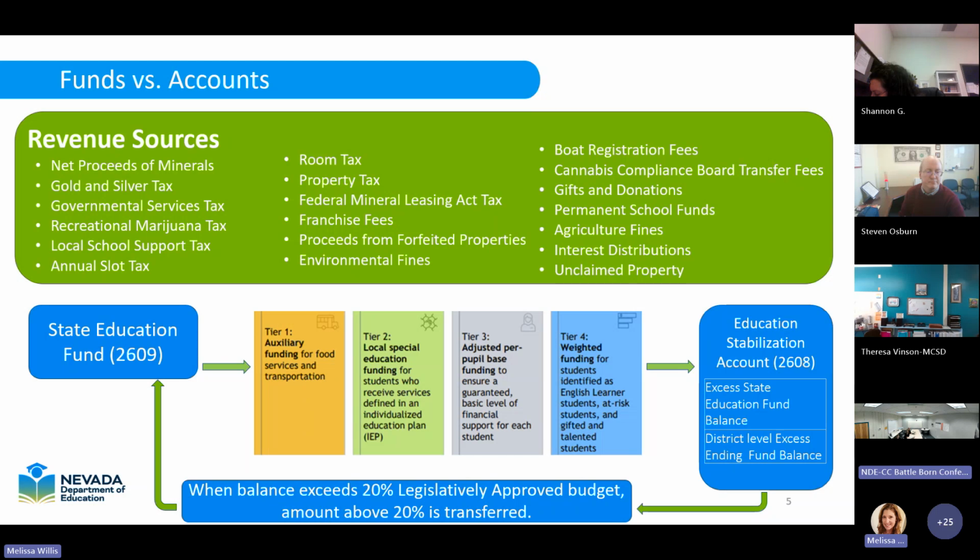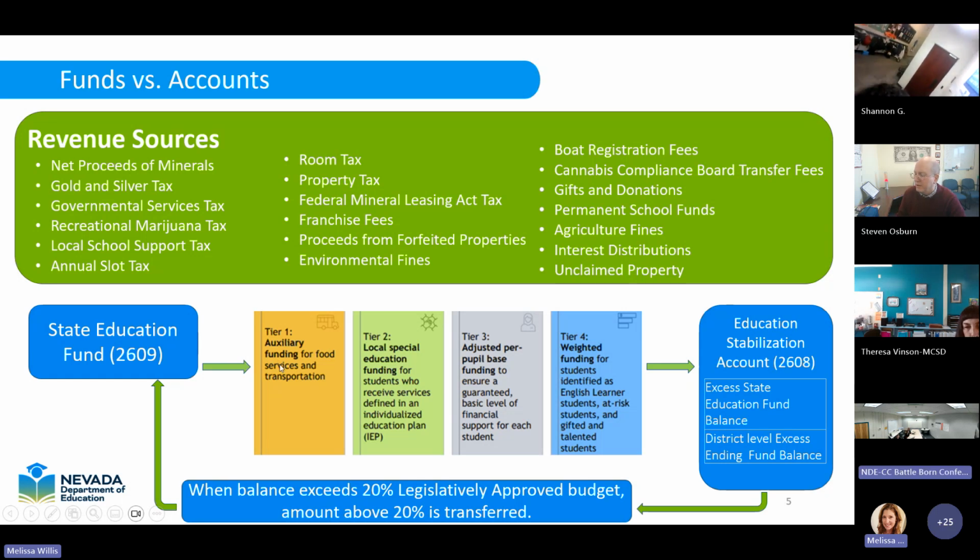If the education stabilization account exceeds 20% of the allocation for the state education fund, those extra revenues above the 20%, and we see that in this bottom blue area here, would flow back into the state education fund to be reallocated. So that's how the things fit together. And I can pause right here because I saw a hand up.